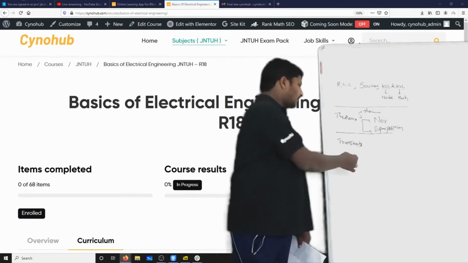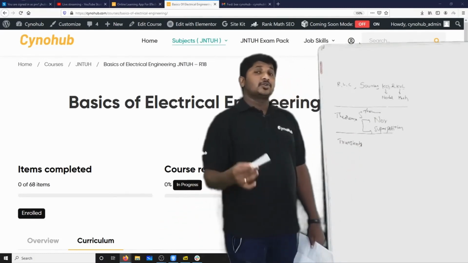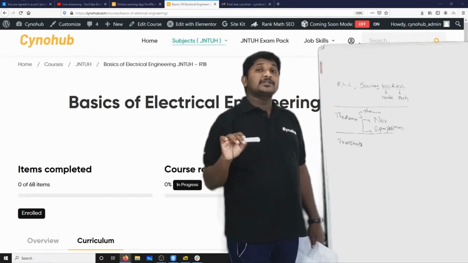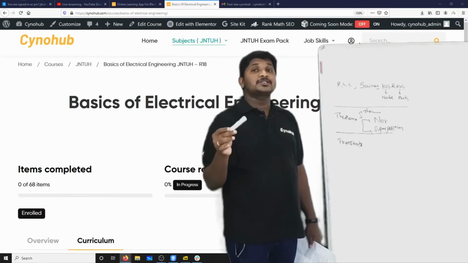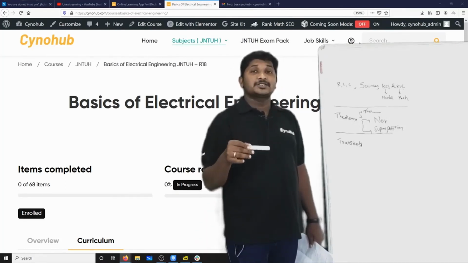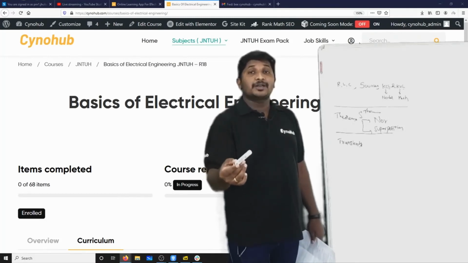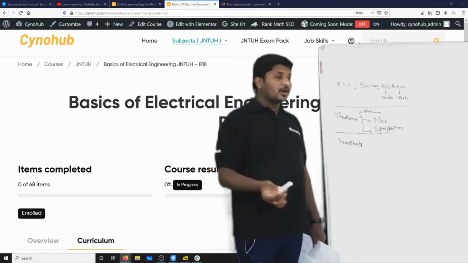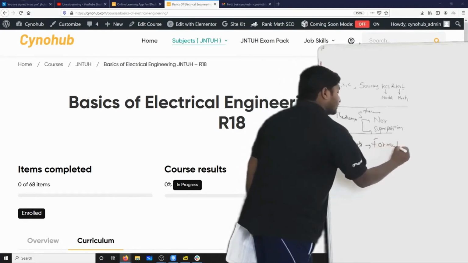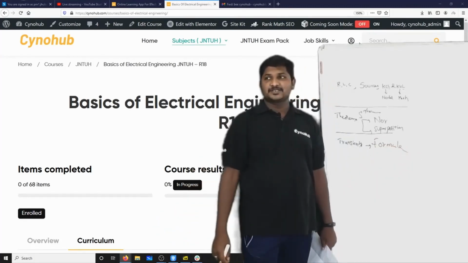Very rarely will they ask about transients. They may ask you to write the formula of current in an RL series transient, or the formula of voltage across the resistor in an RL transient. You will get the formula, or they will ask for the formula in a short answer.